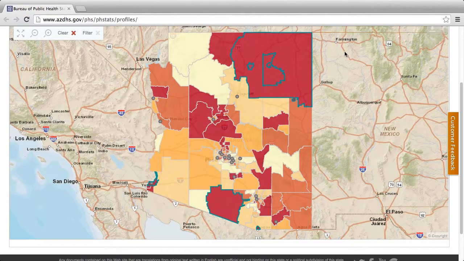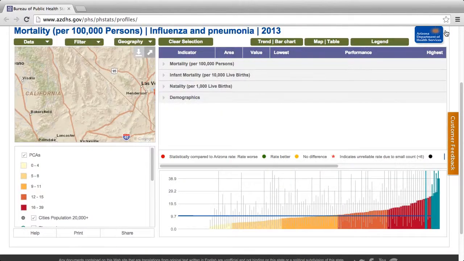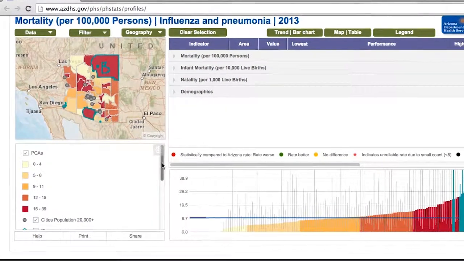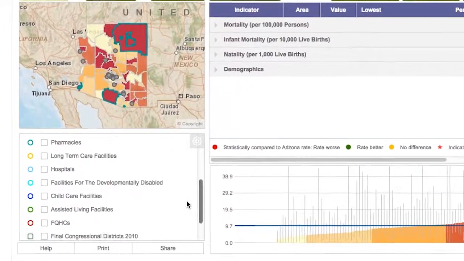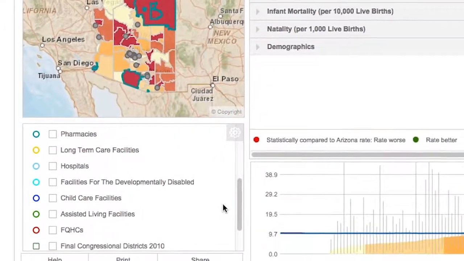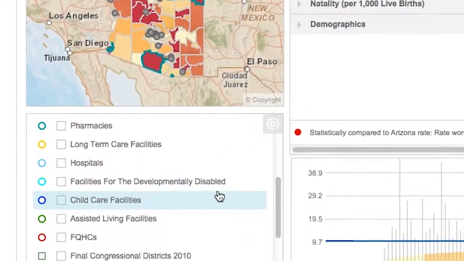Now we're going to use the dashboard to locate facilities in the area that could help us combat the problem. To do that, I'm going to minimize our map and take a look at our legend. We can add layers to the map to get a better idea of the health facilities in our communities. I'm going to turn on the FQHC layer.